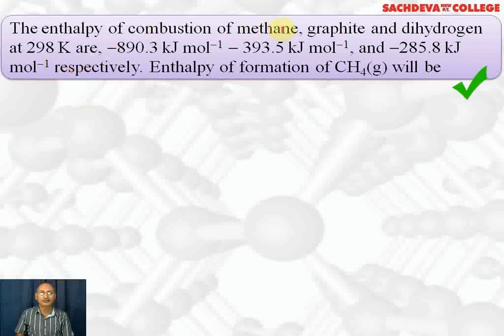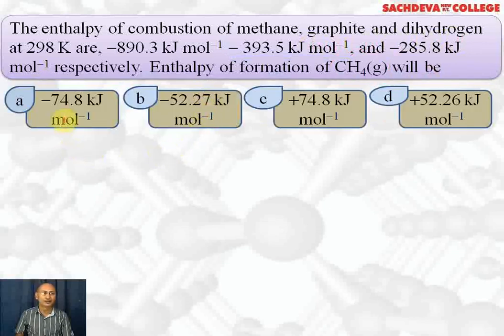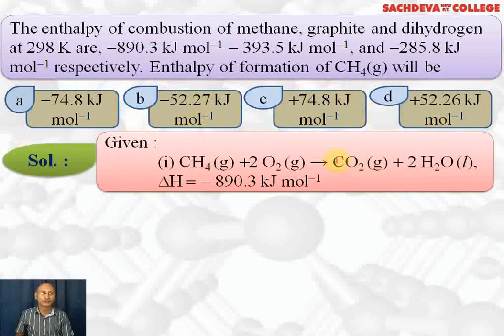The enthalpy of combustion of methane, graphite, and dihydrogen, that is H2, at 298 Kelvin are minus 893 kilojoules per mole, minus 393.5 kilojoules per mole and minus 285.8 kilojoules per mole. Calculate the enthalpy of formation of methane. Options given are minus 74.8 kilojoules per mole, minus 52.27 kilojoules per mole, plus 74 kilojoules per mole, plus 52.26 kilojoules per mole.